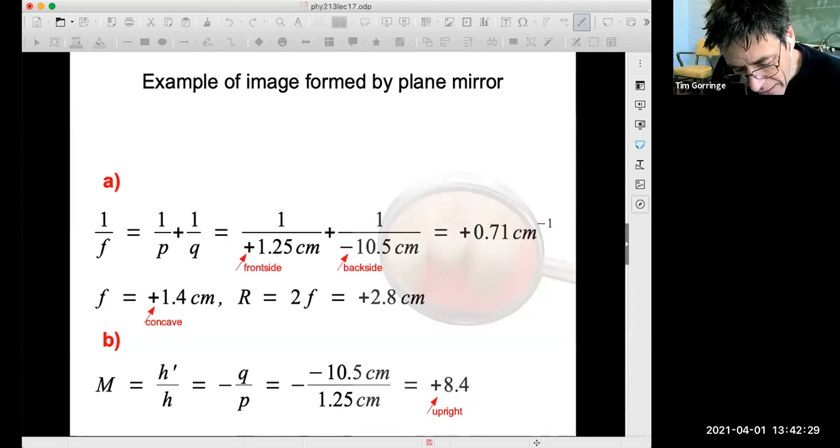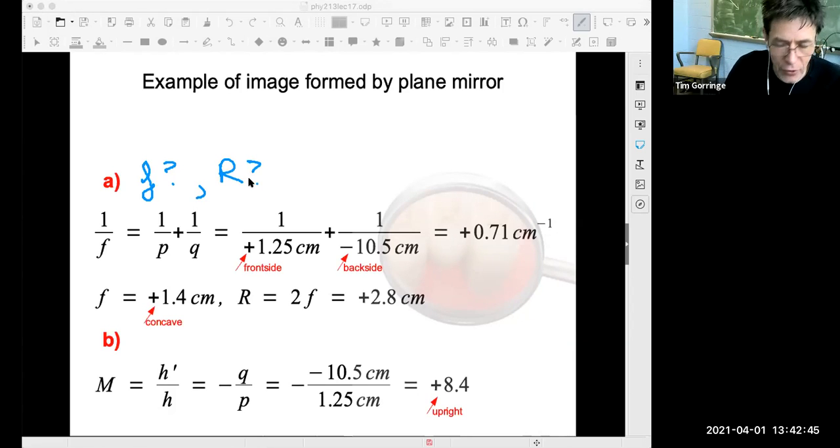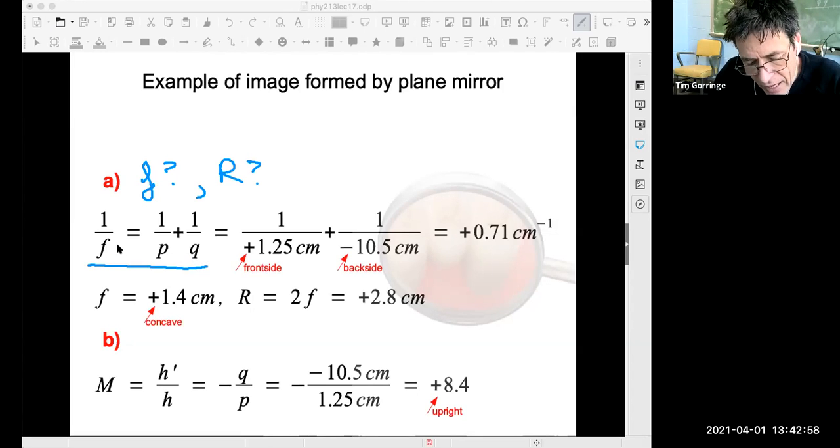So part A asks us to figure out the radius of curvature. And so that made me think, well, I'm going to figure out the focal length, and then I'm going to find the radius of curvature just by multiplying the focal length by 2. And I'm going to find the focal length from the mirror equation. That's the relationship between the position of the image, object, and the focal length. And looking at that equation, obviously, I know the image and object positions, P and Q. I don't know the focal length, so I can figure that out.